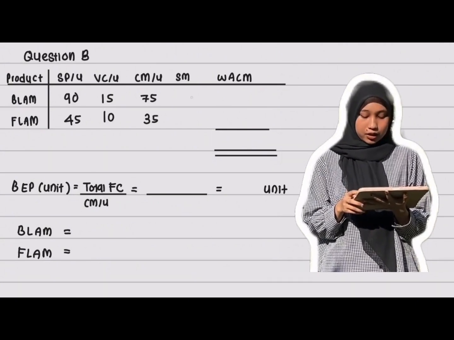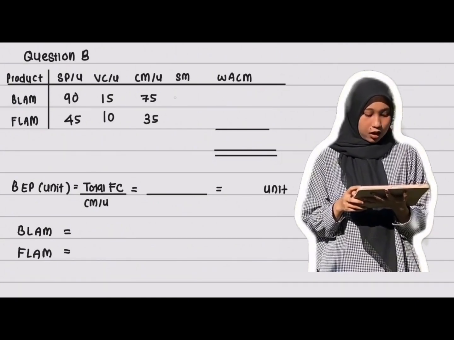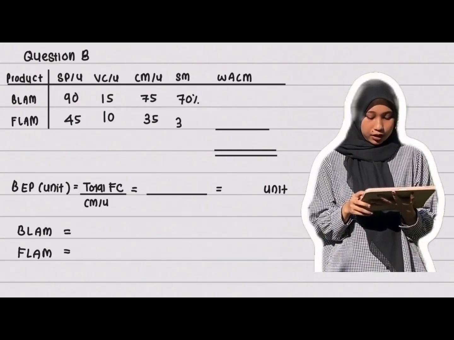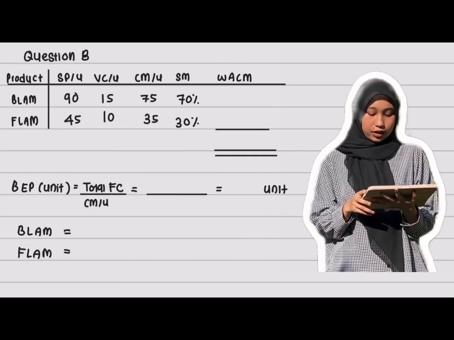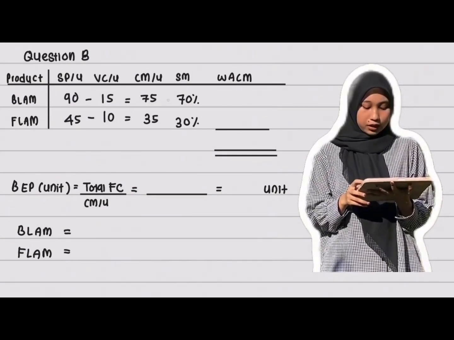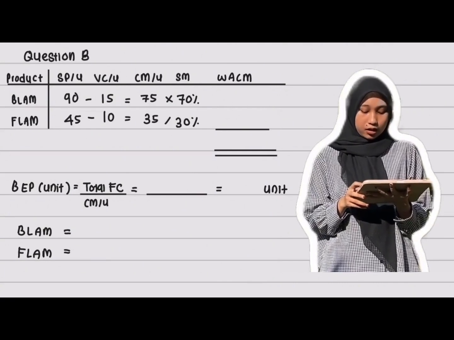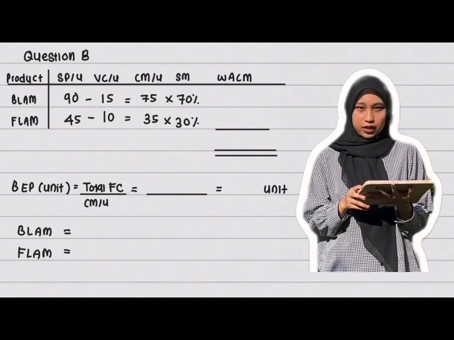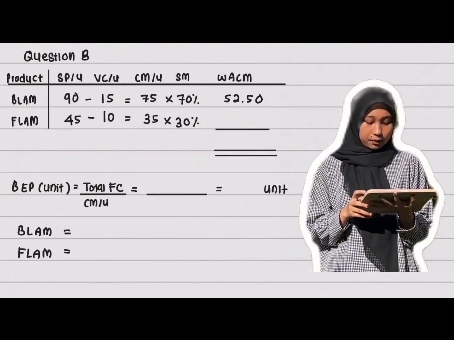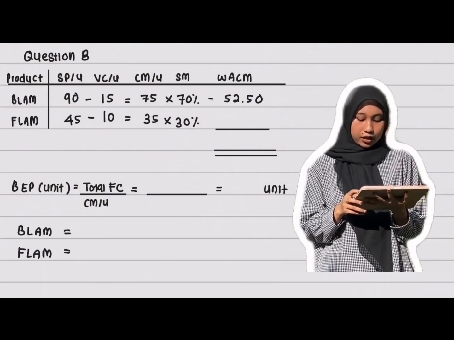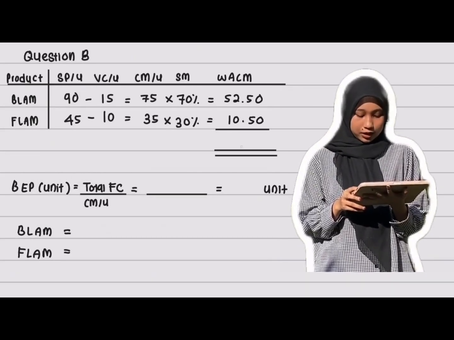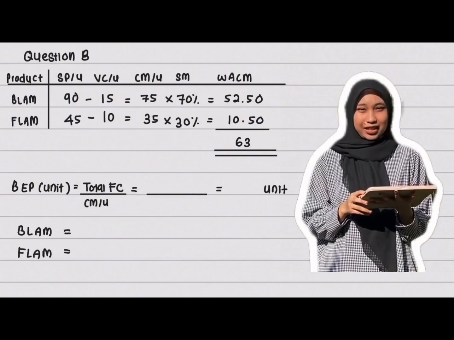So contribution margin for Blem is 75 ringgit and Phlegm 35 ringgit. The sales mix ratio is based on the total sale. Blem contributes 70% and Phlegm contributes 30%. Next, the weighted average contribution margin. For Blem, 75 ringgit multiplied by 70% and we got 52 ringgit and 50 cents. For Phlegm, 35 ringgit multiplied by 30% and we got 10 ringgit and 50 cents. The total weighted average contribution margin is 63 ringgit.